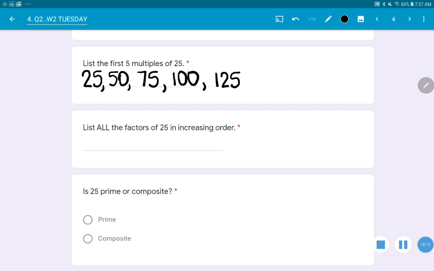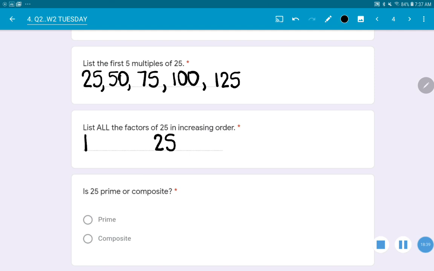So the multiples of 25 are 25, 50, 75, 100, and 125. That would be the first 5 multiples. Now we're going to look for the factors of 25. I know I'm going to start with 1 times 25. 25 is not even, so 2 will not be a factor.